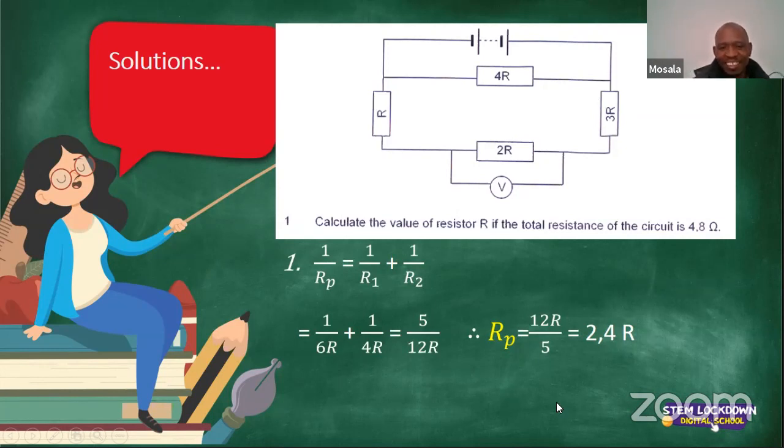So that is the total resistance. But this resistance is equal to what? We've been told that the total resistance in the circuit is 4,8. So 2,4R equals 4,8. If you divide both sides by 2,4, you get 2. So R is 2. The value of R is 2 ohms.